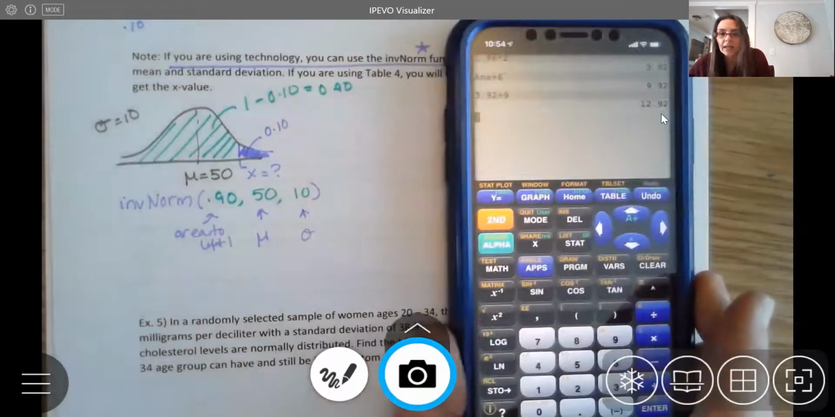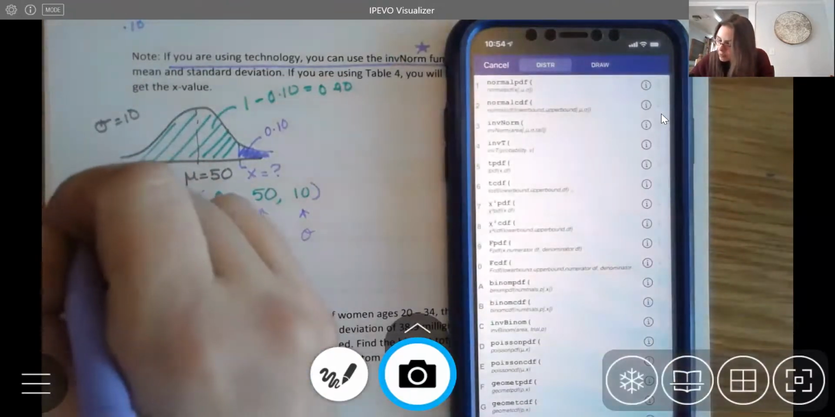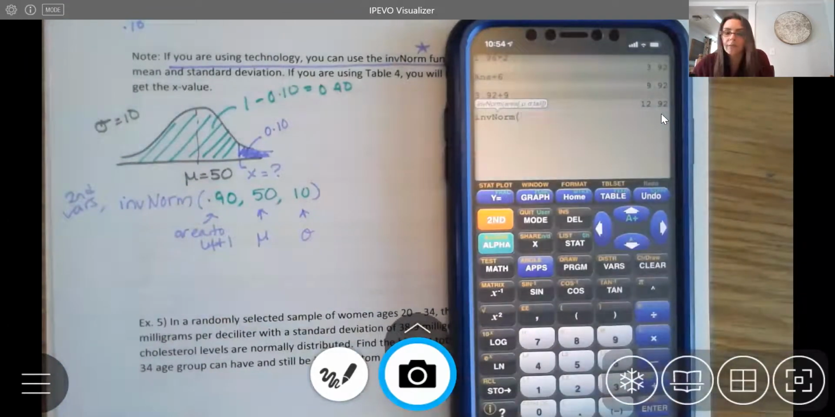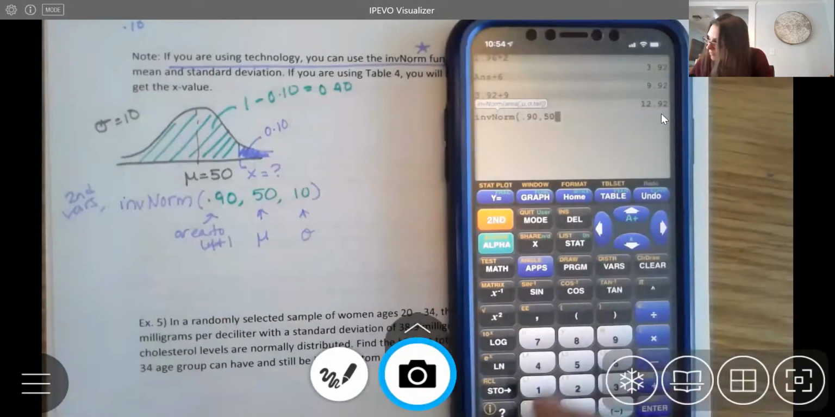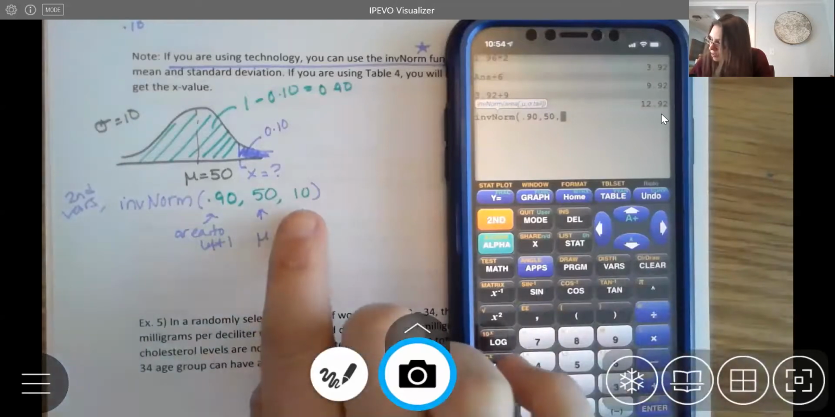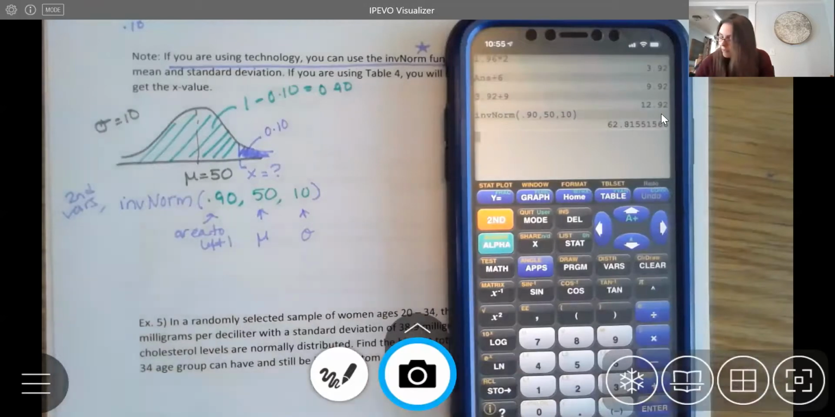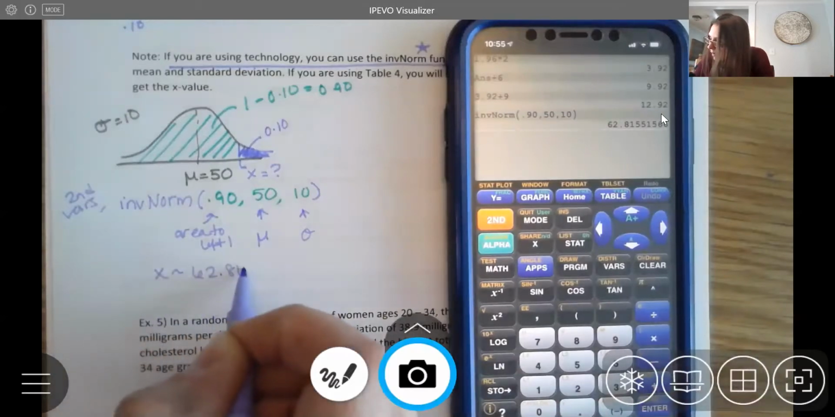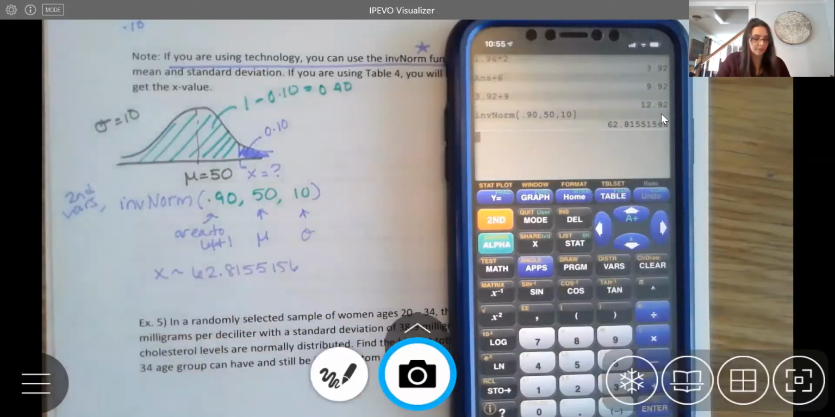So I'm just going to hit that second bars button here. Don't forget, it's second bars first. And then I hit inverse norm. My area to the left is 0.90. My mean is 50, and my standard deviation is 10. And it's going to give us that value. So I get X is about 62.8155156.